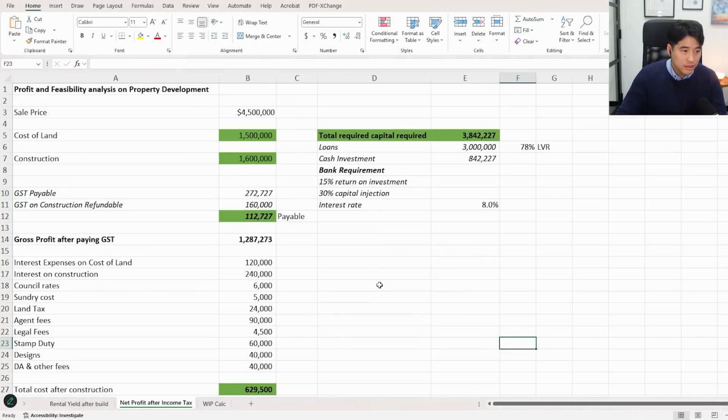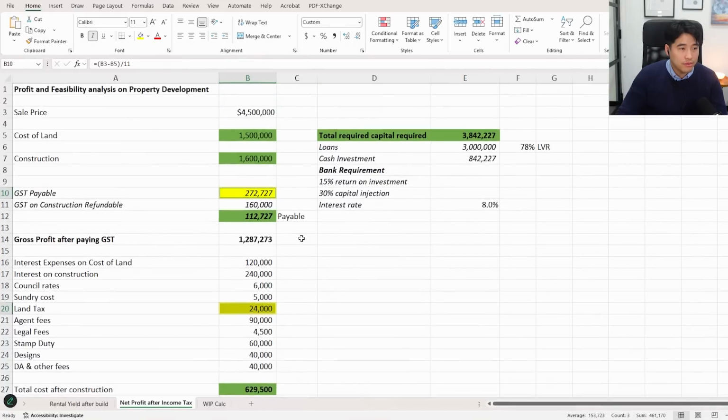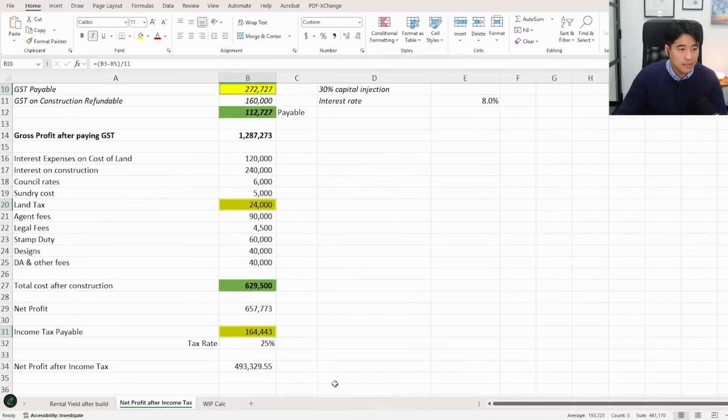These two, this and this, and where is it? Land tax. Here it is. These are the reasons why you have to be very careful, because see how big these numbers are: the GST payable, the land tax, and the income tax. If you don't calculate or estimate it, you can see that it could take a lot of your profit.